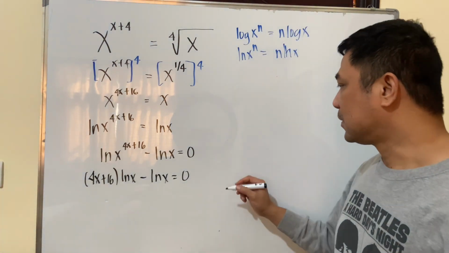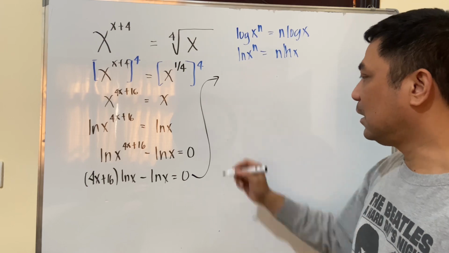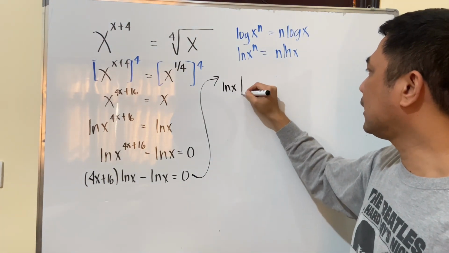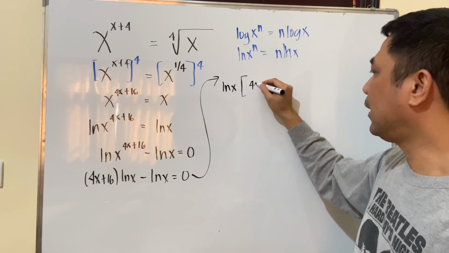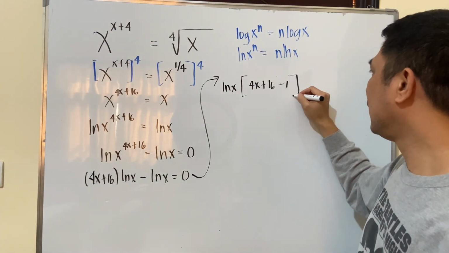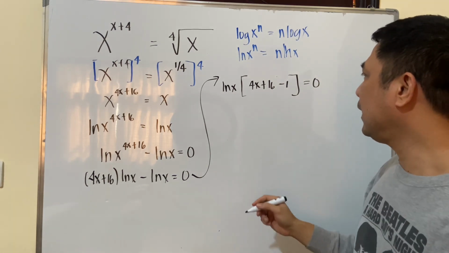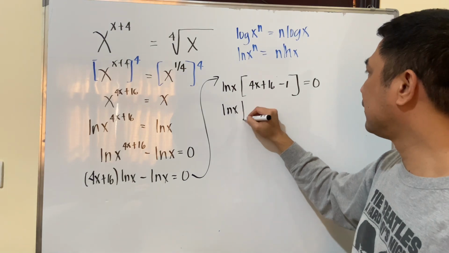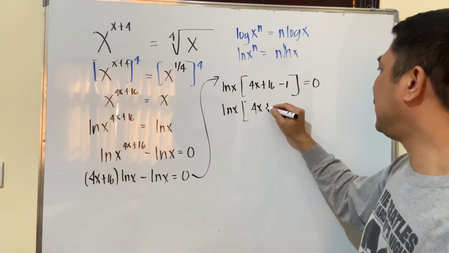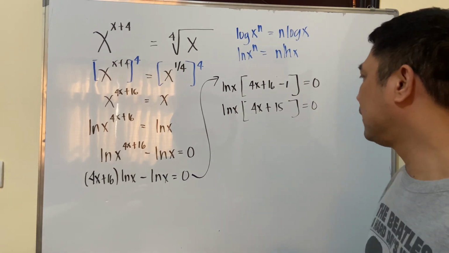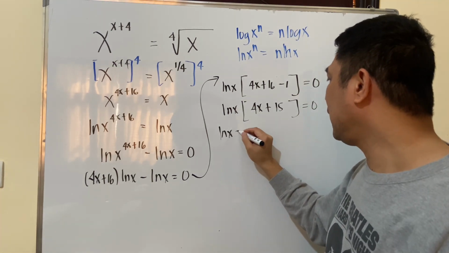If I may continue the solution here, we can factor out ln x. So ln x times 4x plus 16 minus 1 is equal to 0. So you have two factors: ln x times 4x plus 16 minus 1, which is 15, is equal to 0. The first factor is ln x is equal to 0.